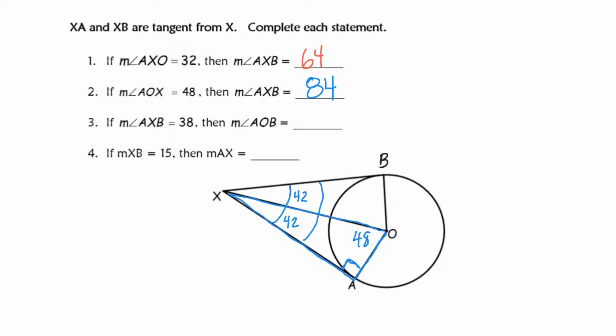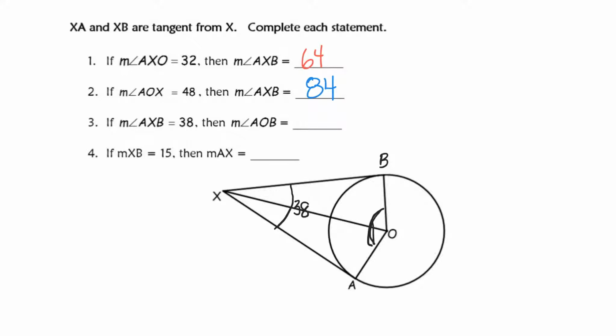Okay, number 3, I'm going to erase again because I want to forget what I know. All right, we know that AXB, this big angle this time, is 38. I want to know AOB. So AOB, I want to know this one.